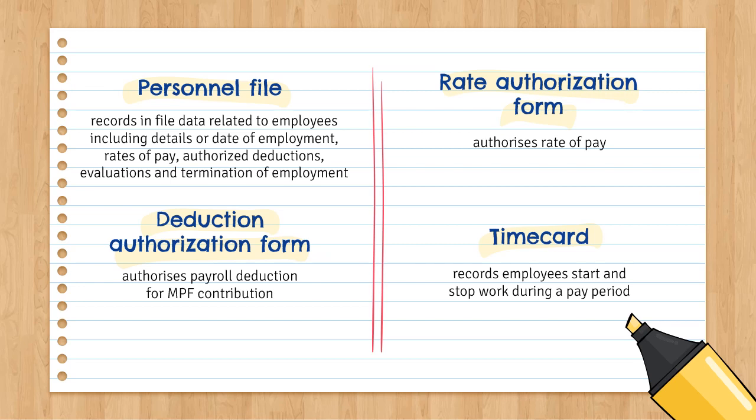Next, we will move to the second document or record, which is deduction authorization form. Deduction authorization form authorizes payroll deductions for EPF contribution and superannuation. So, to make you guys understand, it is a report of all taxes, withholdings, insurance payments and contributions issued by the company for every employee.